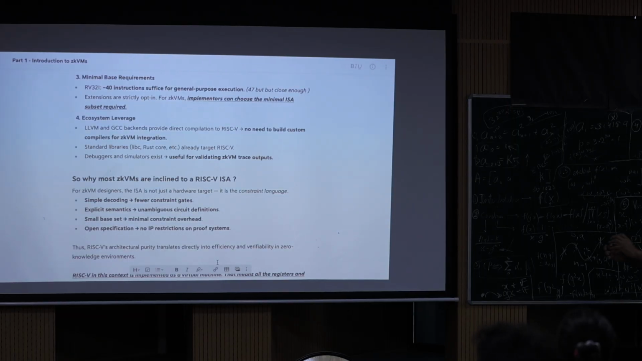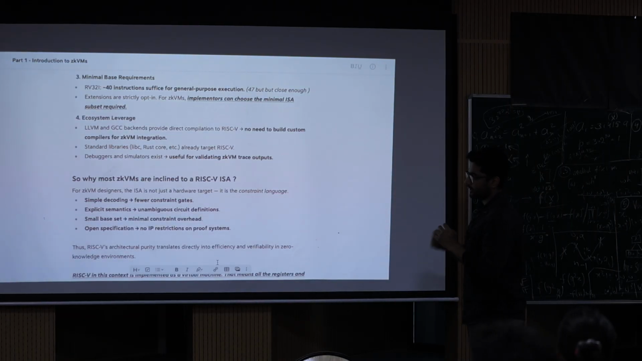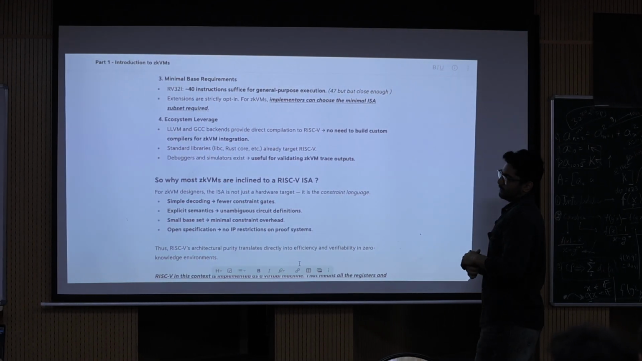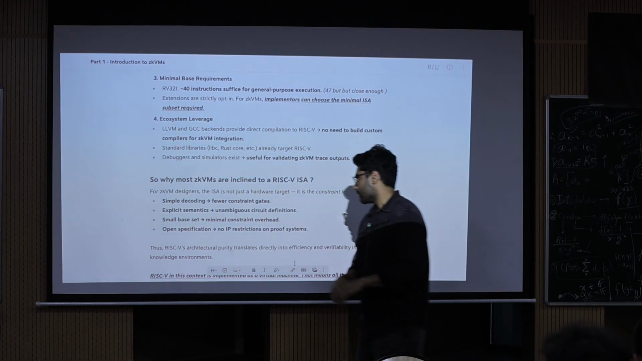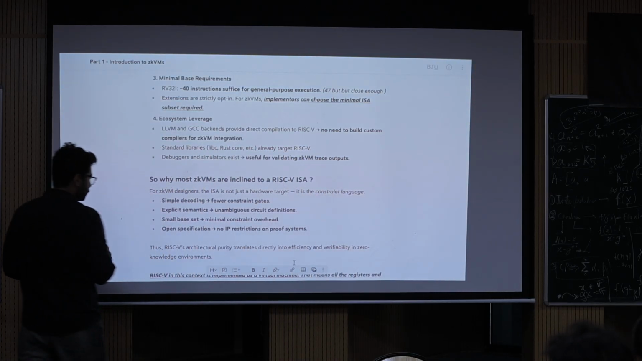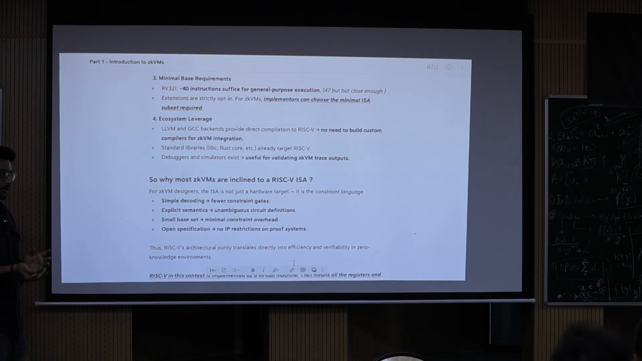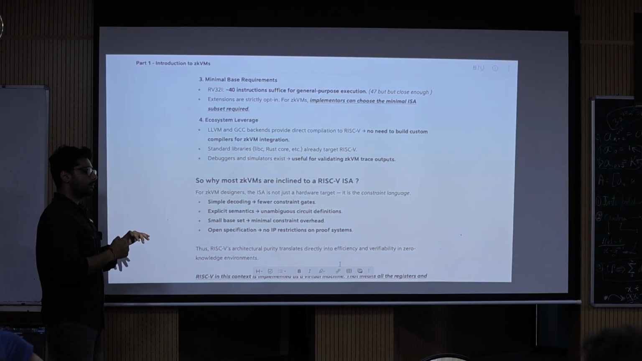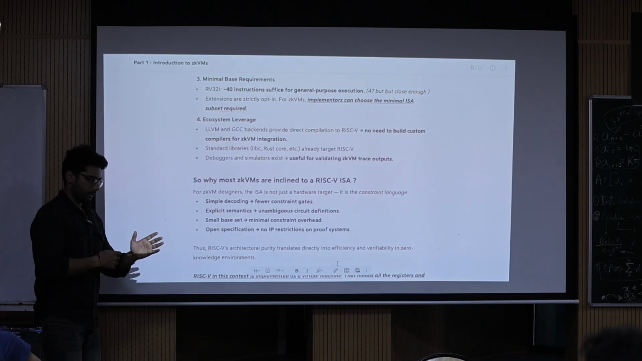So to put it very simply, I would say this is why most VMs are using RISC-V. A, it's simple decoding. You know what the constraint gates are, a specific number of gates, so you know what you're compiling into, and it gives you a much more straightforward approach to interpret things.